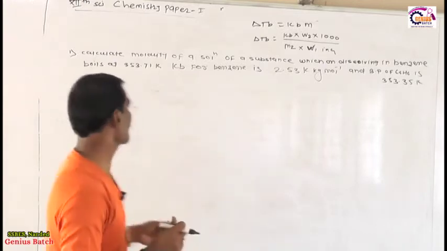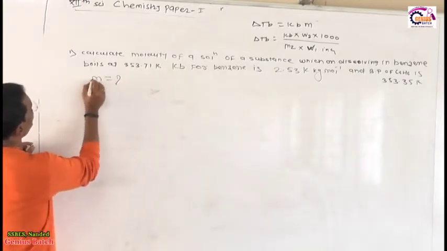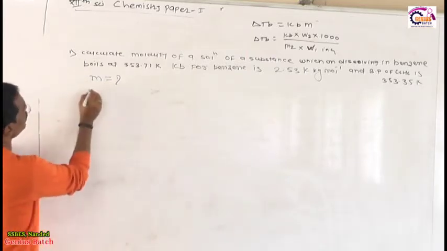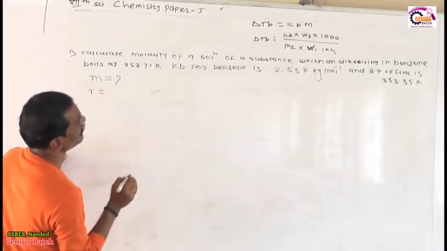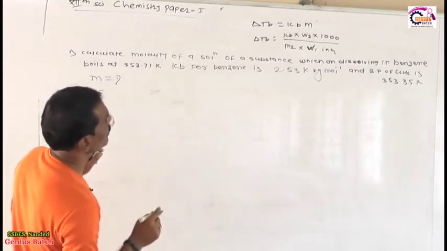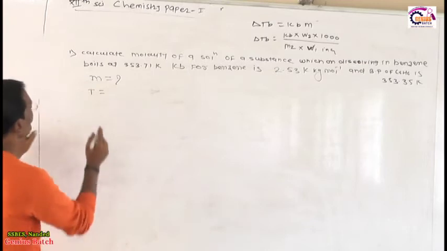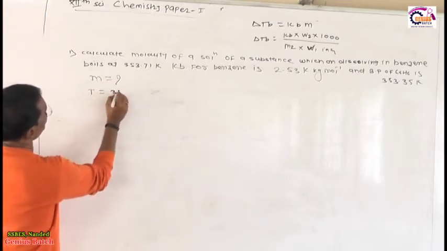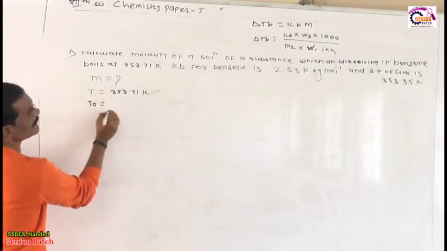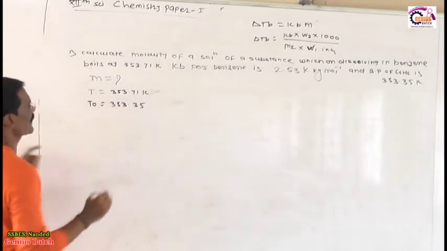Okay, so what has happened here? They are asking you to calculate the small m, which is called the molality. The substance on dissolving in benzene boils at 353.71 Kelvin, which is obviously the boiling point of solution. The boiling point of pure benzene is given, that is 353.35, because this is elevation in boiling point.